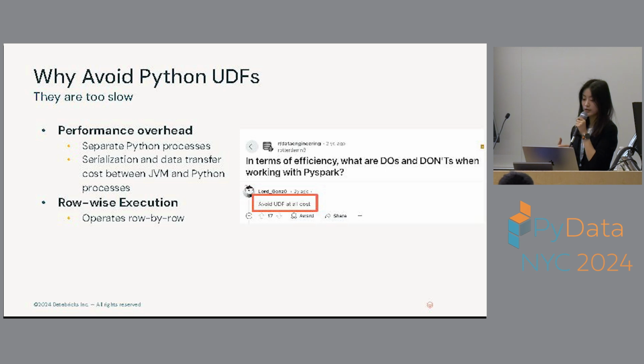To use a Python UDF, you have to create separate Python processes, which will have this actual cost of transferring the data between the JVM process and the Python process. And then there's the row-wise execution. Basically, a Python UDF executes row by row, which can be pretty slow for large data sets.